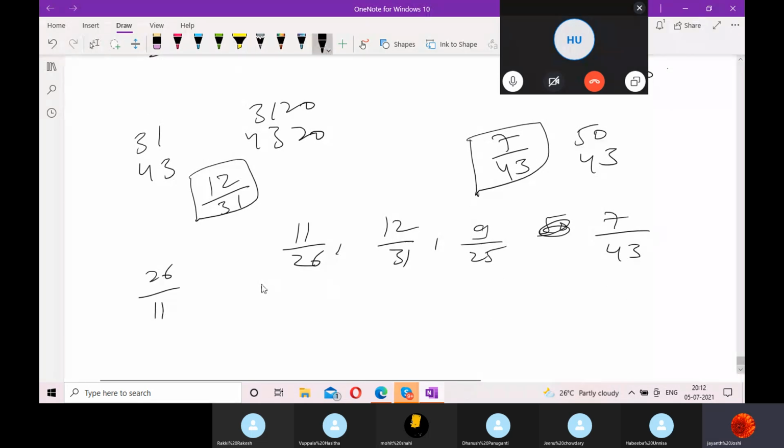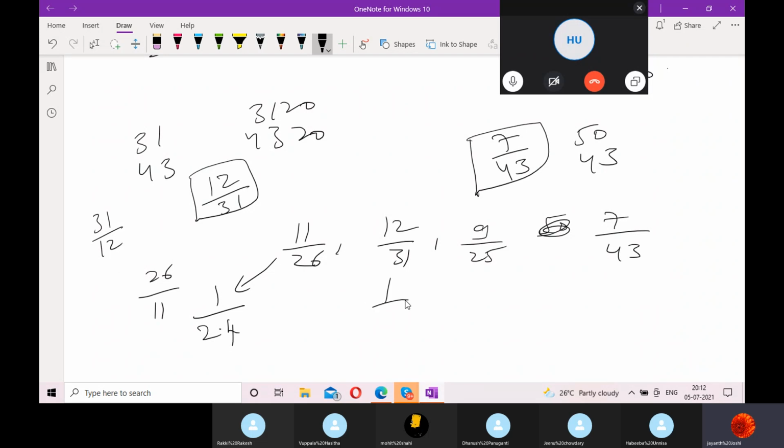26 by 11 is like 11 twos are 22, 2.4. So 1 by 2.4 here, because 26 by 11 means something around 2.4. Then again reciprocal, 1 by 2.4. Then 31 by 12, 12 threes are 36, 12 twos are 24. So 2.8. So 1 by 2.8 something you'll get.